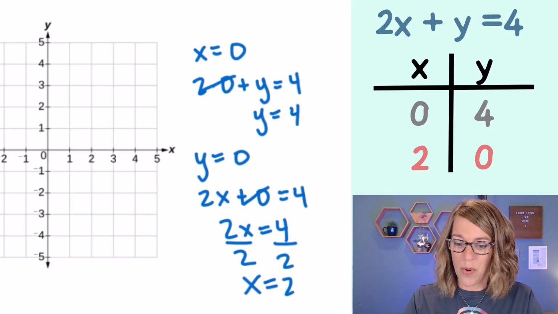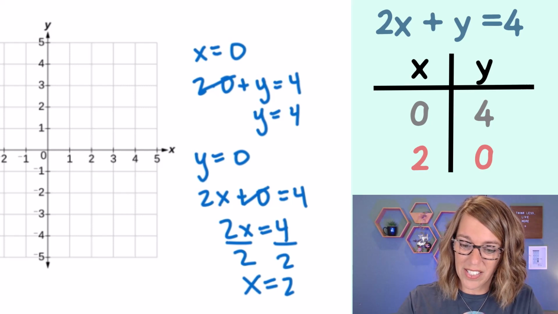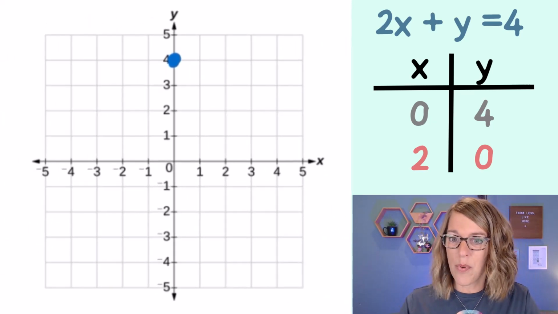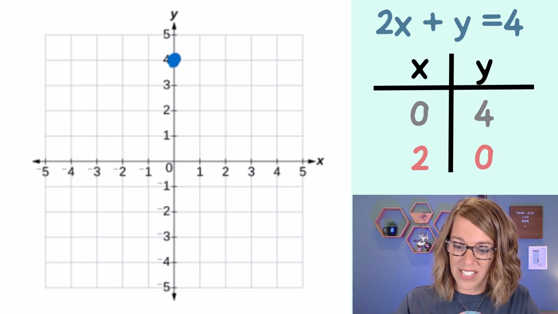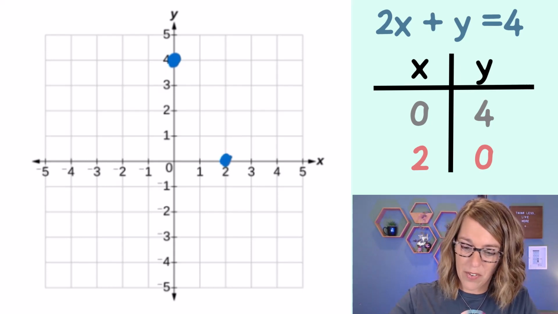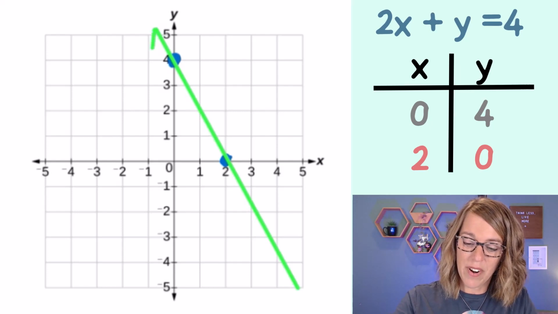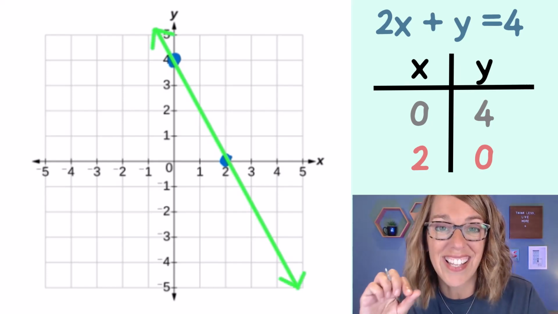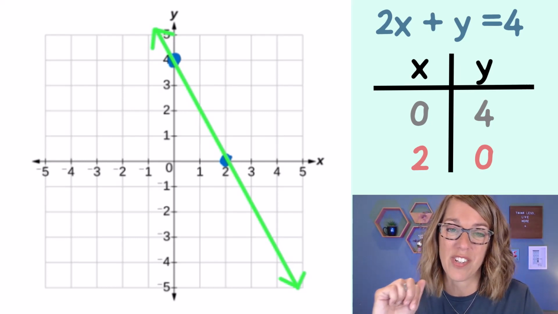Now I'm ready to graph both of these. So I've got 0 for x and 4 for y. That's this point right here. My second point is 2 for x and 0 for y. That's going to be this point here. Let me grab my green pen, and I can line these two up into my line. Remember, every single point that these pass through is a solution to this equation.